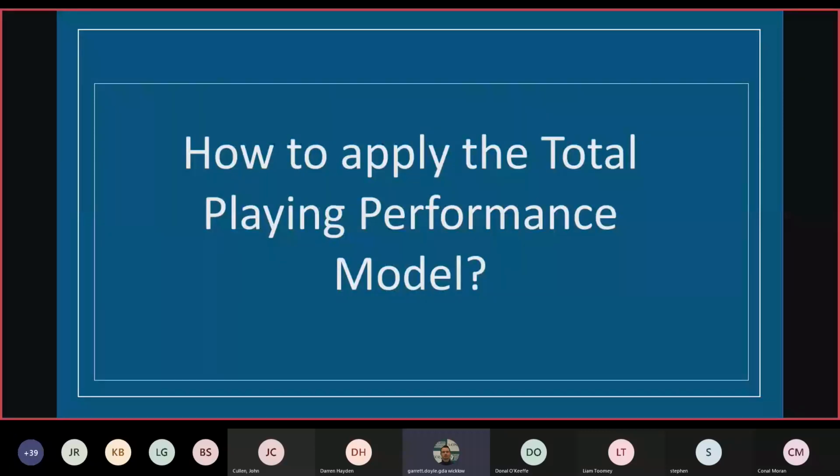Essentially this part is just to show the total playing performance model in action and how it applies to all activities. It applies to some activities more than others, but you can see those six areas: technical, tactical, team, physical, participant feedback, and focus in operation in these. Each video is about a minute long.